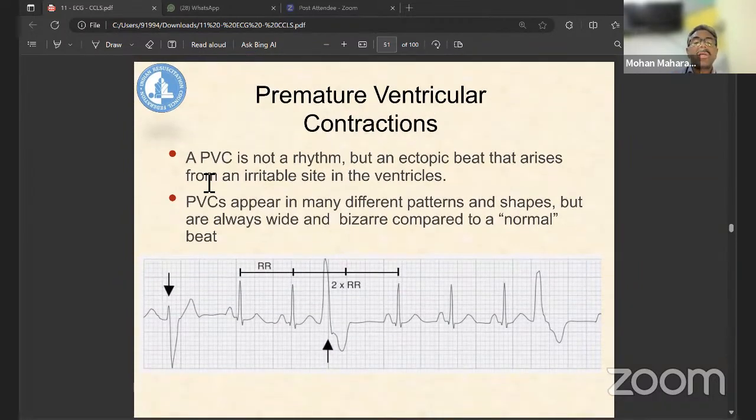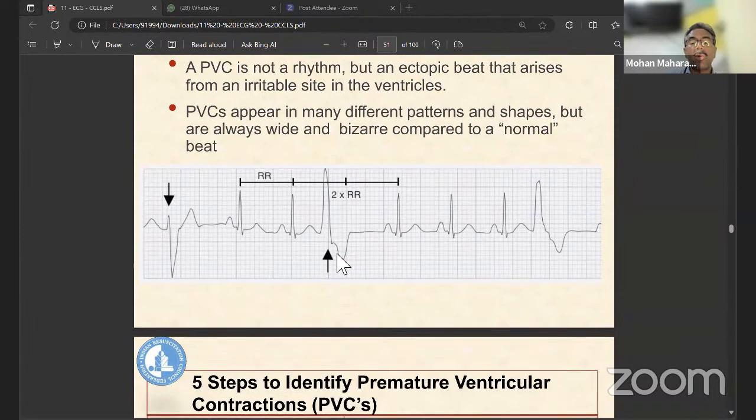What is a premature ventricular contraction? A PVC is not a rhythm, but an ectopic beat that arises from an irritable site in the ventricles. So what is the irritable site? As we told you, the SA node has automaticity of the rhythm, but now there is an irritable site in the ventricle. Normally when there is an MI or a stroke, there is an irritable site which can cause PVCs. PVCs appear in many different patterns and shapes, but are always wide and bizarre compared to the normal beat. So this is called PVCs. How do we really look at it?